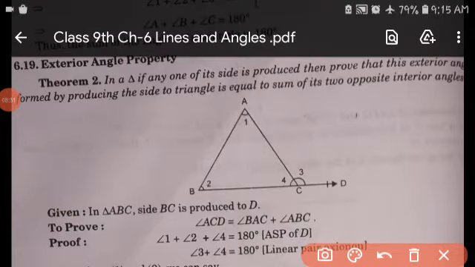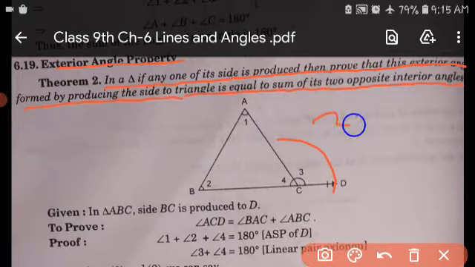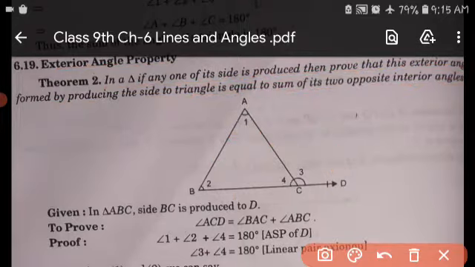Now the exterior angle property. If any side of a triangle is produced, prove that the exterior angle formed is equal to the sum of the two opposite interior angles, that is your angle 3. Angle 3 is equal to angle 1 plus angle 2. The exterior angle of a triangle is equal to the sum of the opposite two interior angles.